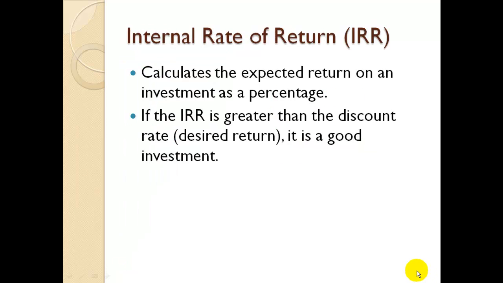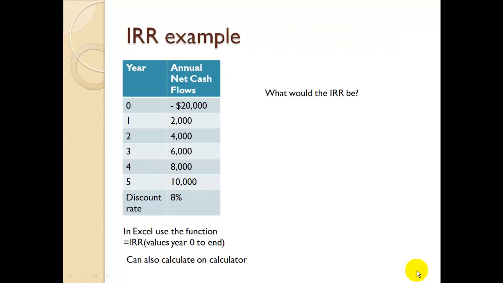Another way we can look at it is the internal rate of return. It calculates the expected return on the investment as a percentage. If the IRR is greater than the discount rate, the desired return, it's a good investment. So here's our same example as we had before. Our Excel function that we can use is equals IRR, open parenthesis, and then the range, year 0 through year 5. Close parenthesis, or you can calculate on your calculator.